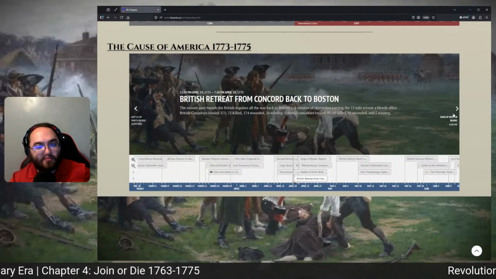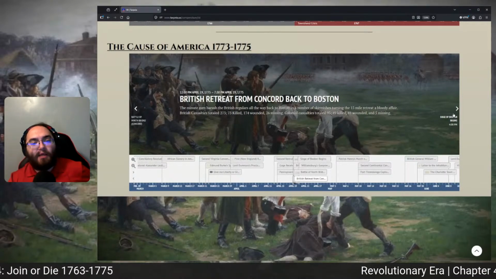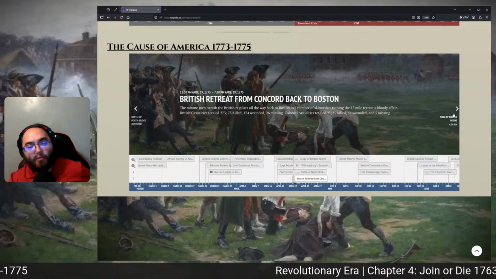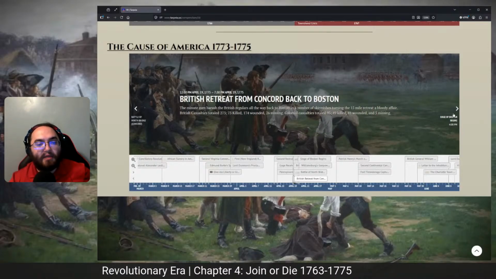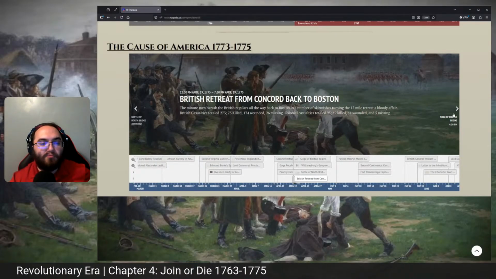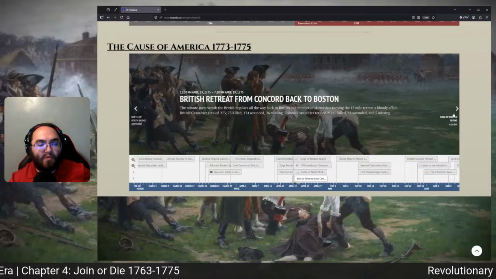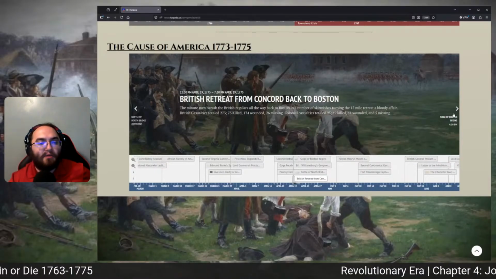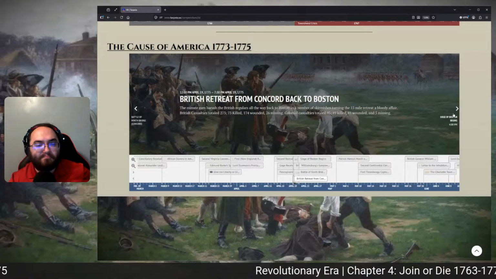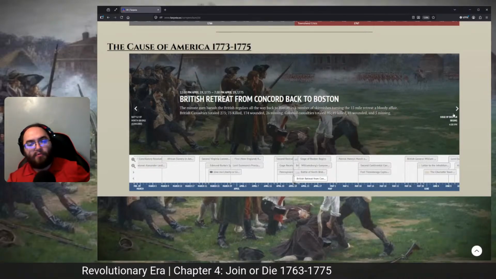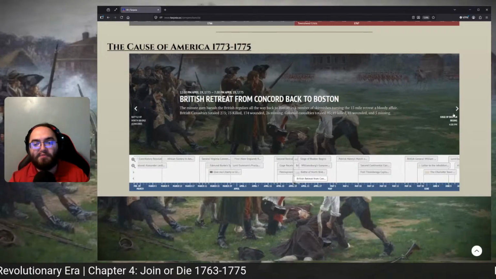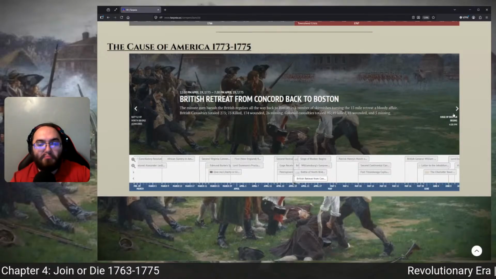The British retreat from Concord starting at noon, and they go back to Boston, and they do it in 7.5 hours. So from noon to 7:30 p.m. local time, they make it back to Boston. The Minutemen harass the British regulars all the way back to Boston in a number of skirmishes, turning the 15-mile retreat into a bloody affair.